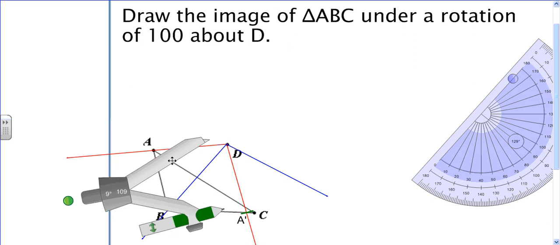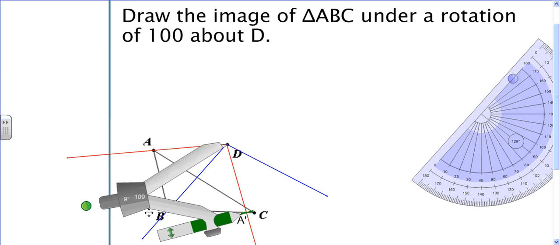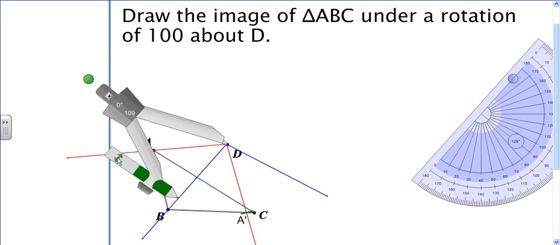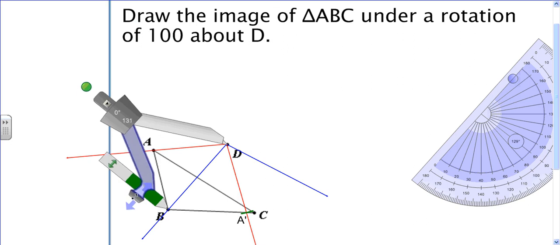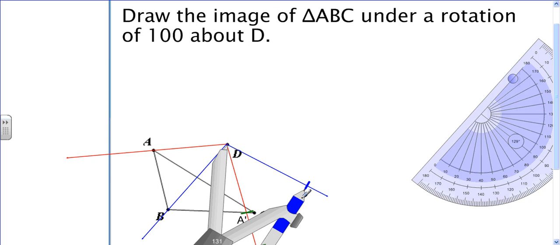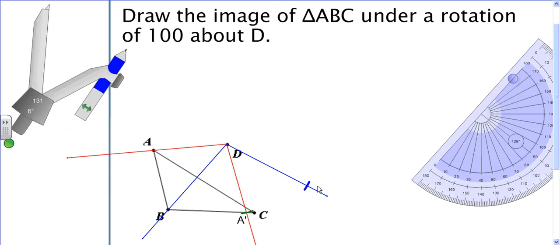I get my compass again, and what I want to do now is mark the distance from D to B. So I need to open my compass a little bit more. There we go. And we'll mark that length of B. Now we'll go over here, and let's see if it'll let me choose a different color. Blue, so that goes that. And we'll mark the point that is B prime. Okay, we're almost finished. We got 2 points of our transformed triangle. We got to get the last point, and that's going to be C prime.